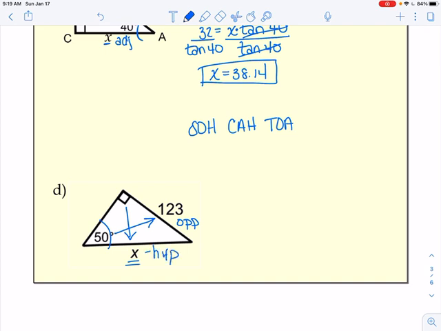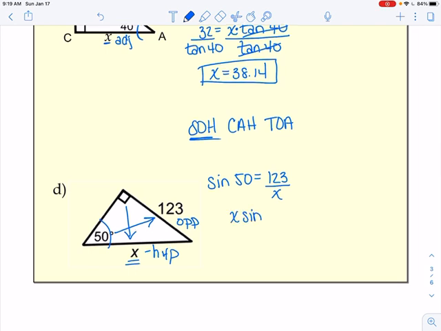So I have the opposite and the hypotenuse. So again, we're going to be using the sine. So the sine of 50 equals the side opposite is 123 and my hypotenuse is x. So again, when I cross multiply here, I'm going to have x times the sine of 50 equals 123. Again, the opposite of multiplying by the sine of 50 is to divide by the sine of 50. Again, those will cancel. And 123 divided by the sine of 50 should give you an answer of 160.57.